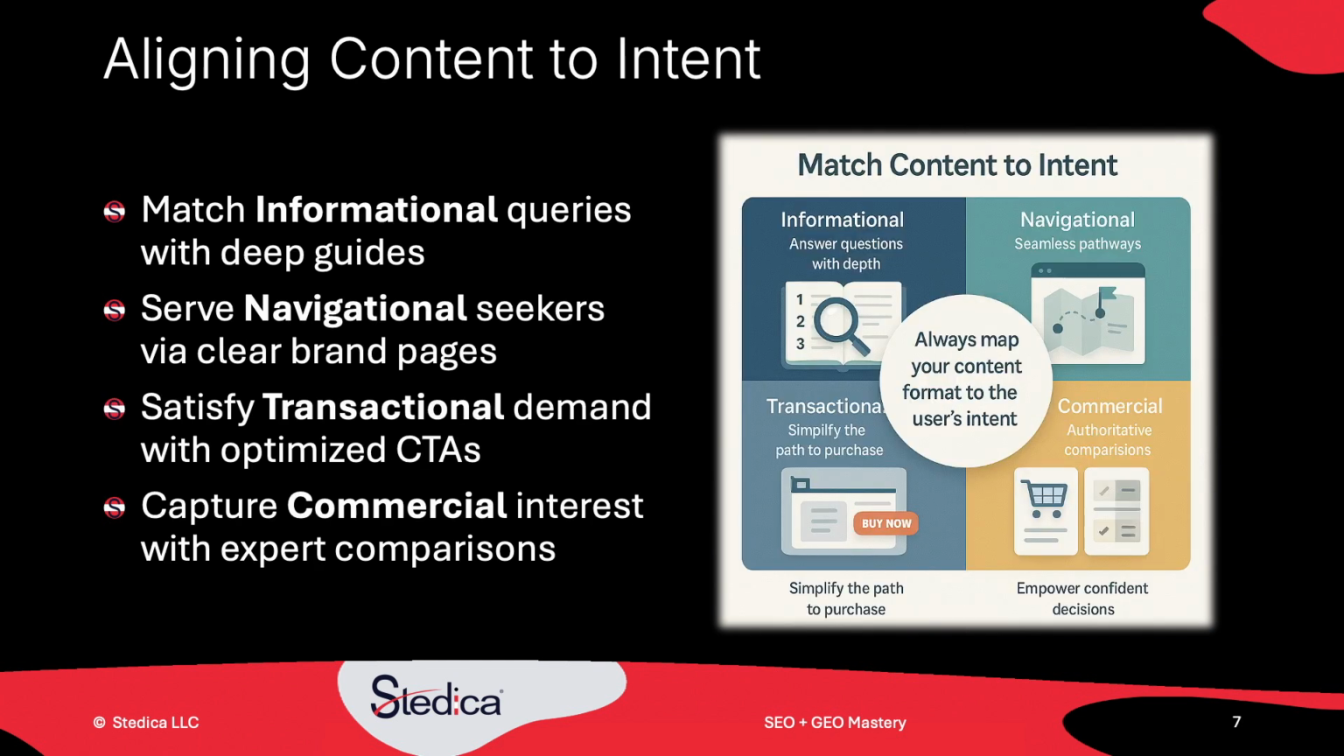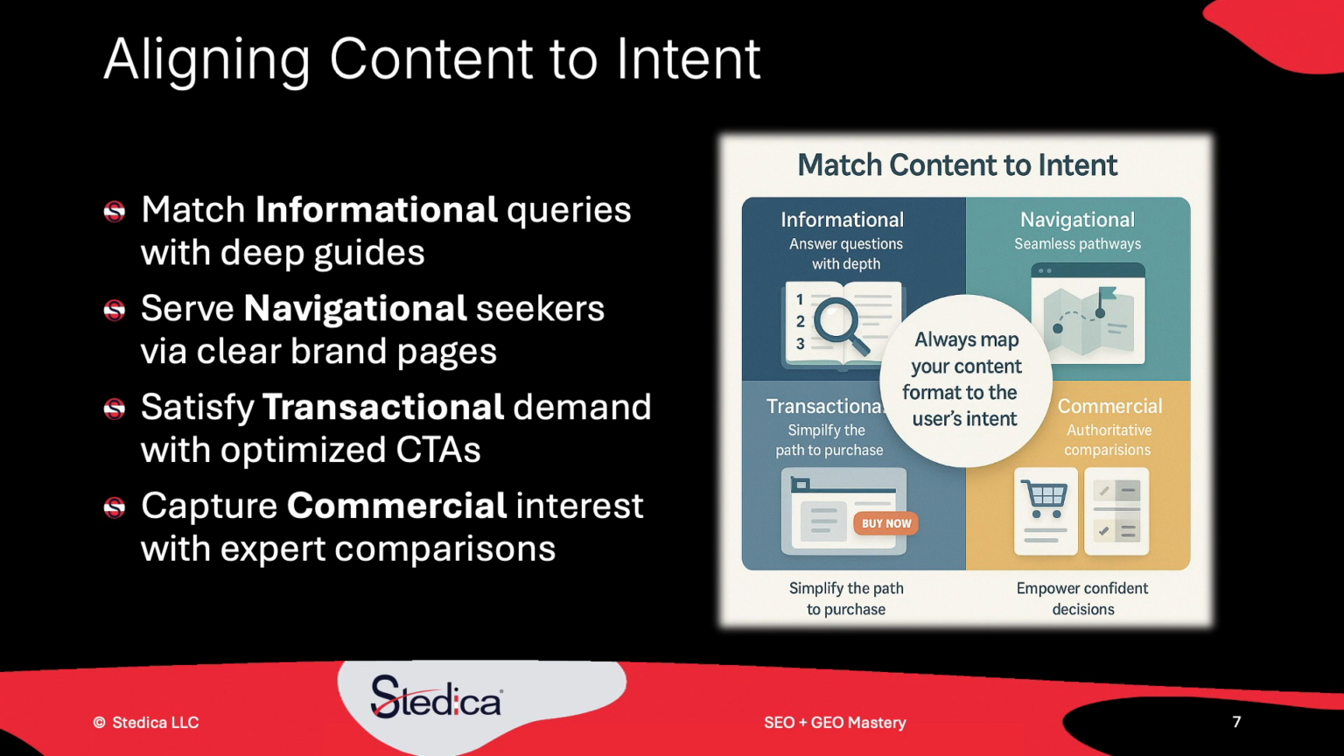Let me share some practical examples. Let's say you run a travel website. If someone searches for best time to visit Paris, that's informational intent. They want to learn. But if they search for Paris hotels, that's transactional. They're ready to book. Another example, a local bakery. How to make sourdough bread is informational. Best bakery near me is transactional. Knowing the difference means creating the right content for the right audience.